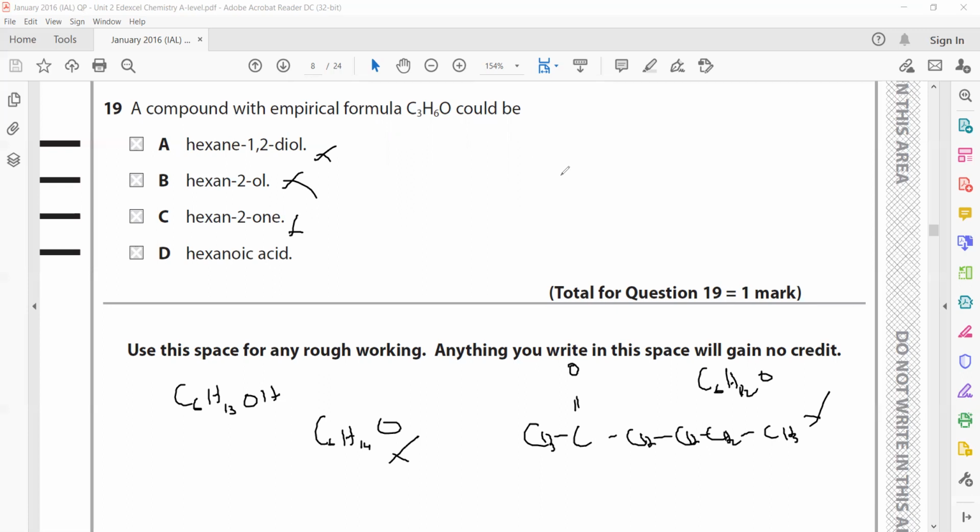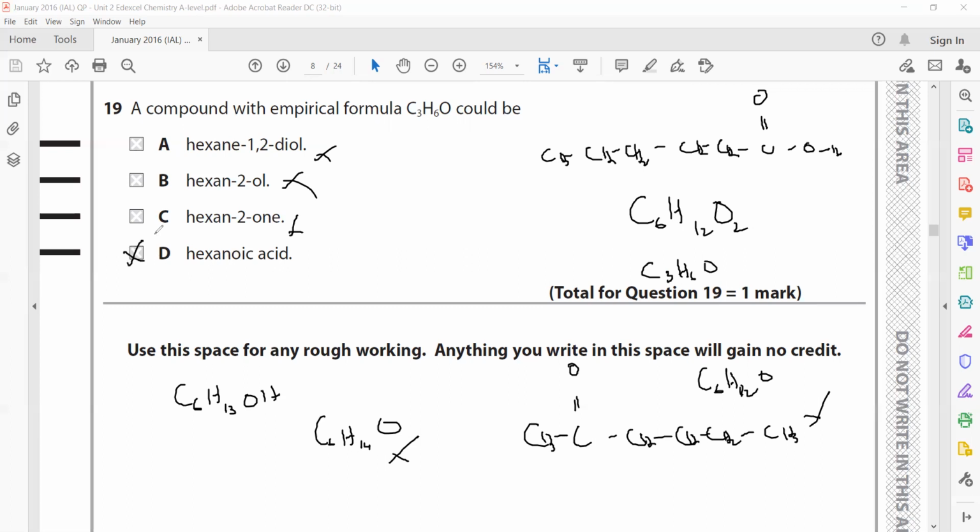Then hexanoic acid. When we draw hexanoic acid, CH3, CH2, CH2, CH2, CH2 and COOH, so 1, 2, 3, 4, 5, 6, so C6, hydrogens 12, and oxygen 2. So when we simplify, C3H6O, that's why D is the right answer.